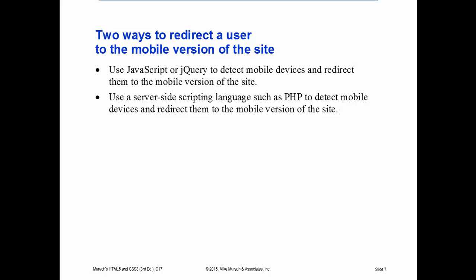There are 2 ways to redirect a user to the mobile version of your site. One, as it says, is to use JavaScript or jQuery to do detection, and once you find out that it's a mobile device, redirect them to the mobile version. Or you can use a server-side scripting language like PHP.